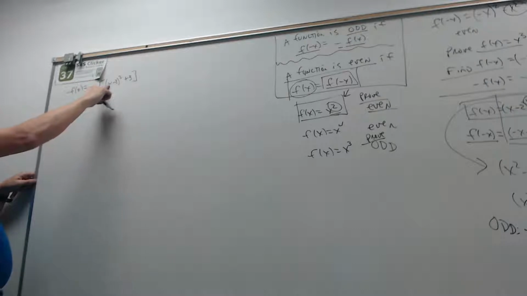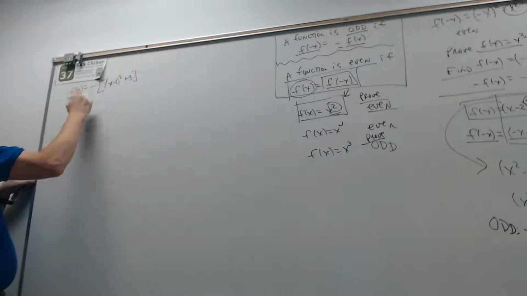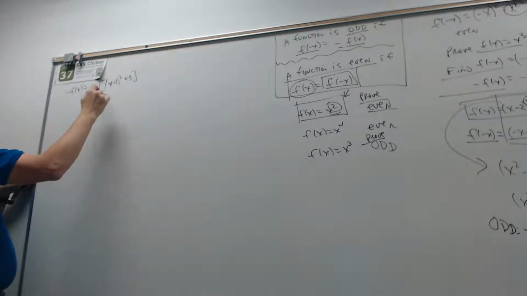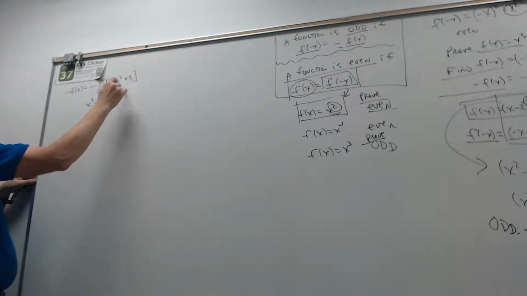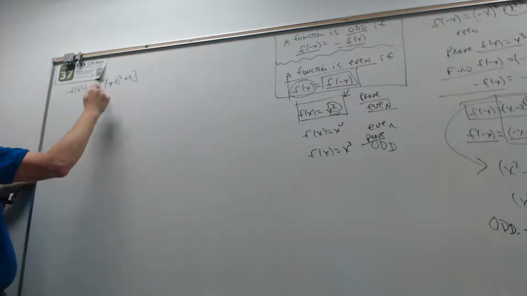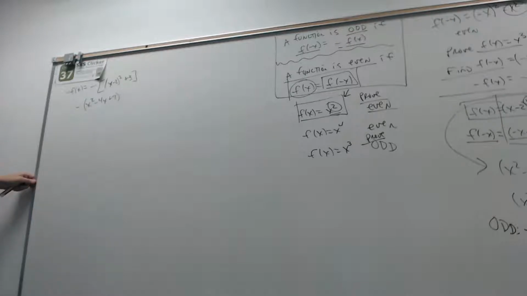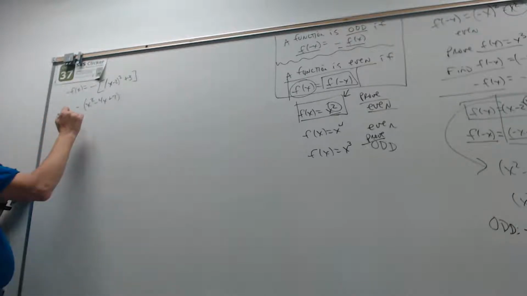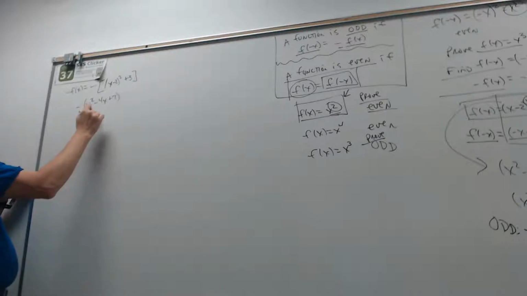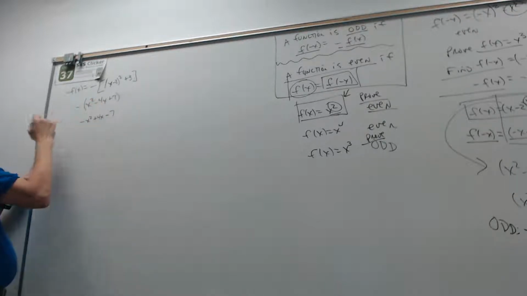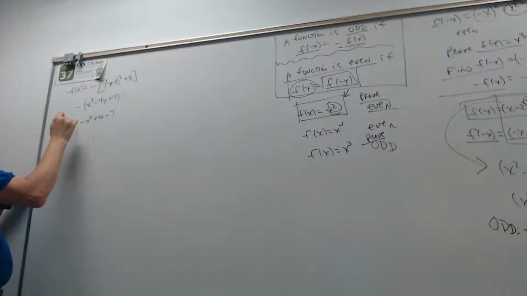If we FOIL that out, you're going to get, Nate, what? X squared minus 4x plus 4 plus 3, right? So that's really going to become plus 7. And I'm going to multiply that by a negative, right? So therefore, this becomes negative x squared plus 4x minus 7. And that's minus f of x, okay?